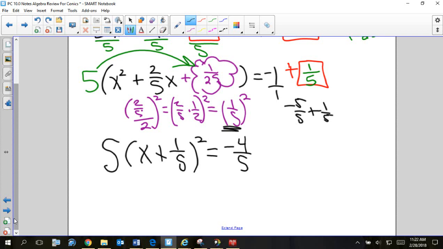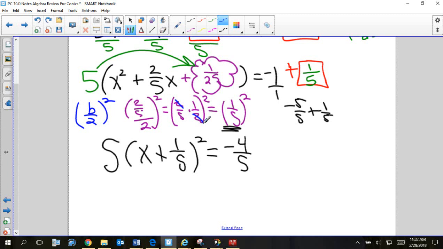Right here? That's b/2, and then square it. So I did 2/5 divided by 2. Yeah. And then I did 2/5 times a half. So I got 1/5 when I multiplied 2/5 times a half. The 2's cancel. I got 1/5. And then I squared it.